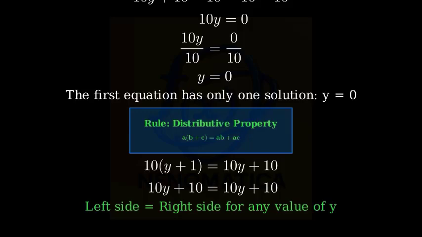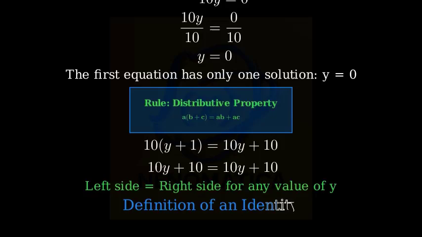This brings us to the definition of an identity. Identities are algebraic equations that are true for all possible values of their variables. When we substitute any value for the variables, the identity remains true. The key difference between an identity and a regular equation is that an identity is true for all possible values of its variables, while a regular equation is true only for specific values. In our example, the first equation is a regular equation that's only true when y equals 0, while the second equation is an identity that's true for any value of y.